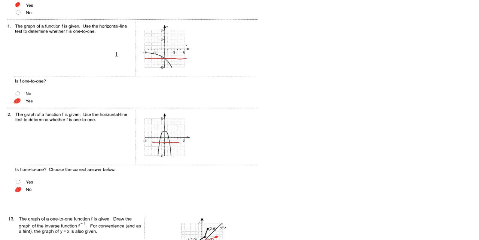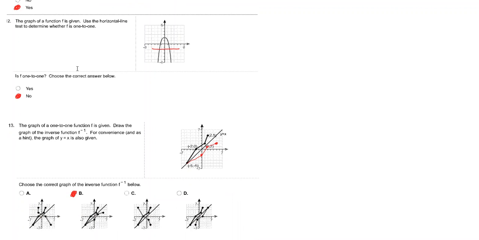Number 11, use the horizontal line test. So you're given this little curve here. I drew the red line. We can see that, yes, it is one-to-one. Number 12, the graph you're given is a parabola. Draw your horizontal line. No, it is not one-to-one.